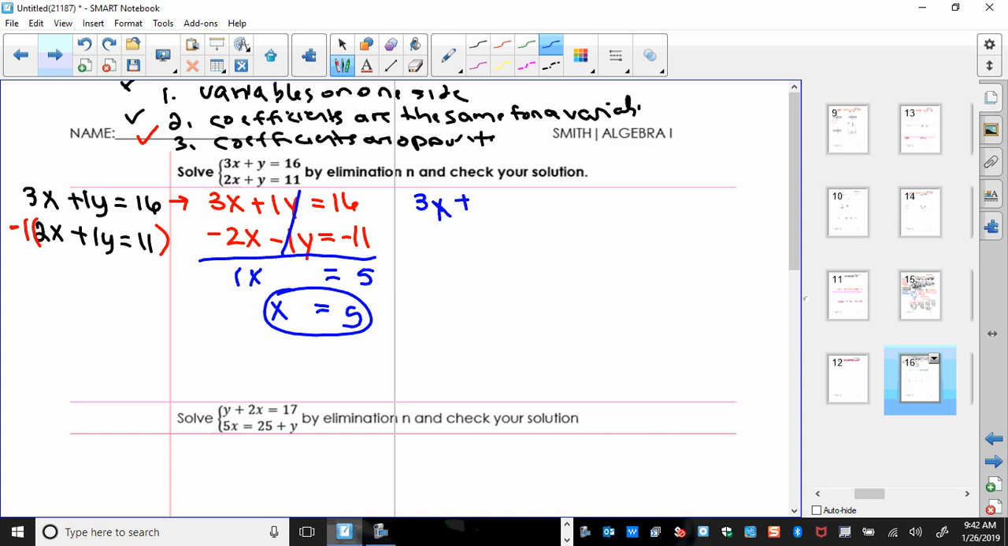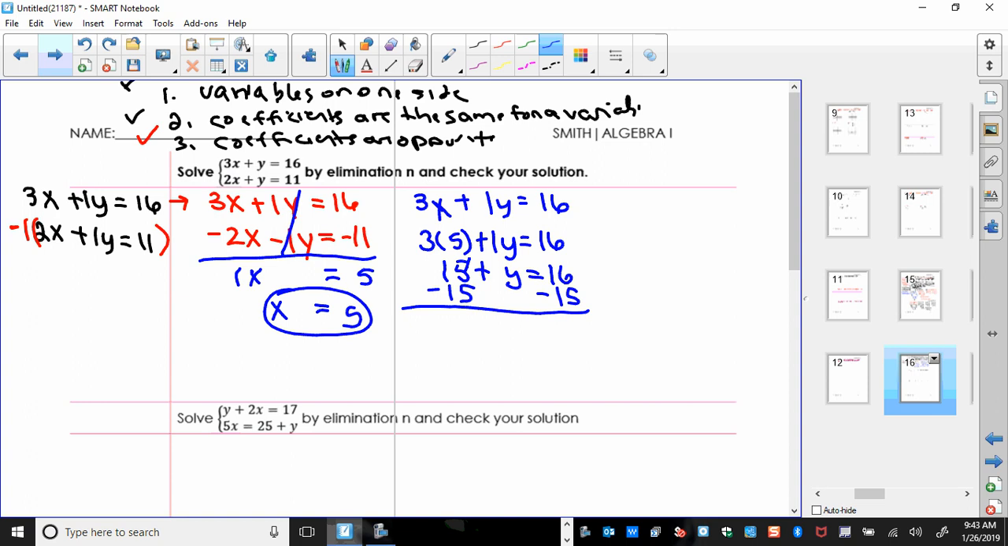I'm sorry, it's 3x plus 1y equals 16. And I say 3 parentheses 5 plus 1y equals 16, or 15 plus, we're going to say y equals 16. Subtract 15 on both sides, and y equals 1. So we're going to check, does x comma y actually map onto 5 comma 1 as I have deduced? Well, let's see.